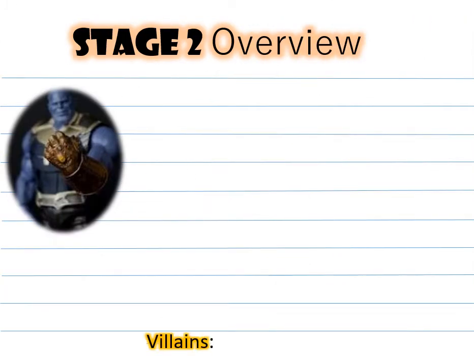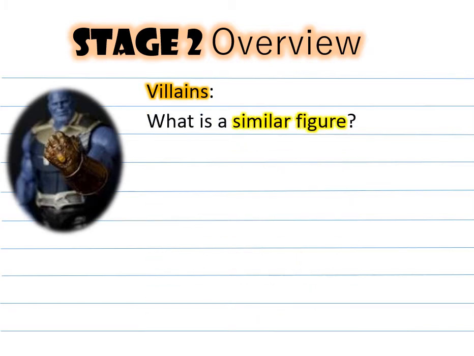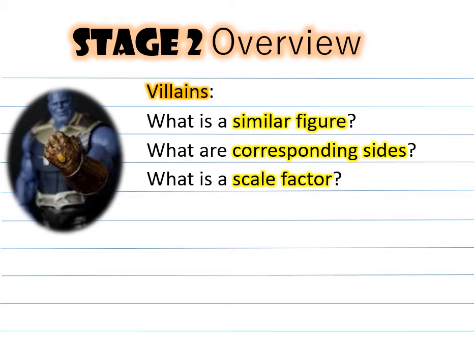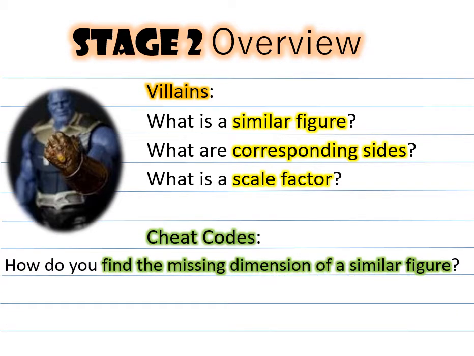Our Stage 2 overview for the villains. What is a similar figure? What are corresponding sides? What is a scale factor? And for the cheat codes, how do you find the missing dimension of a similar figure?